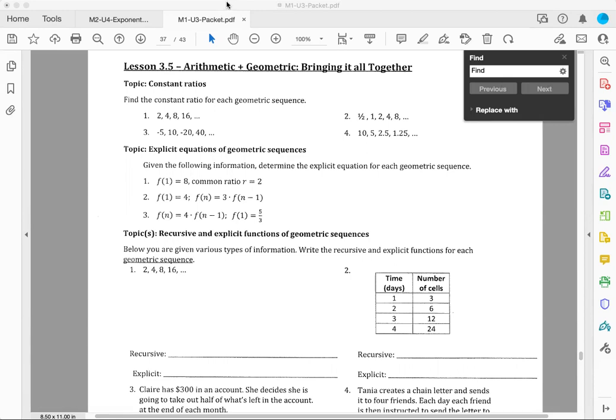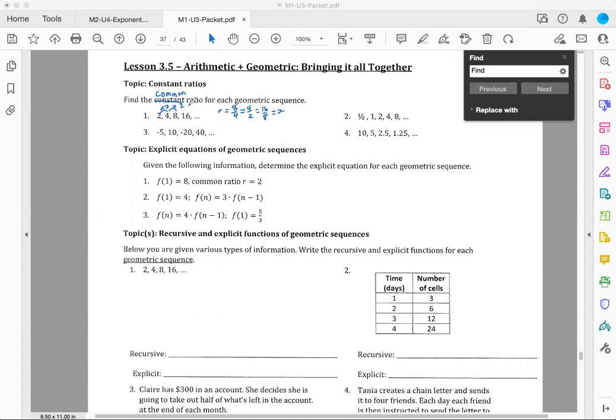So let's start with number 1. It says find the constant ratio. Now remember, we don't really call it constant. Anytime you see constant, it's really the common ratio, which is the same thing. From 2 to 4, you can say I'm multiplying by 2 every time, right? But mathematically, it would be nice to say the common ratio is 8 over 4, which is the same as 4 over 2, which is the same as 16 over 8. All these are the same value, which is 2. So this is the common ratio.